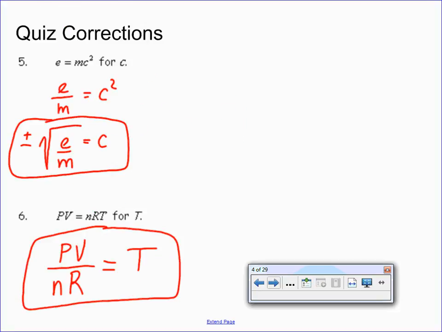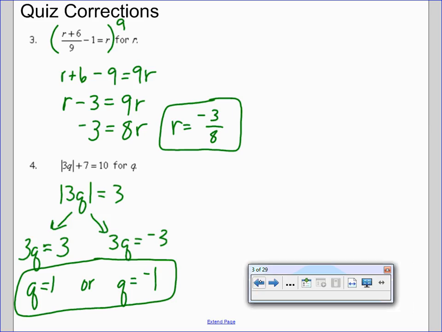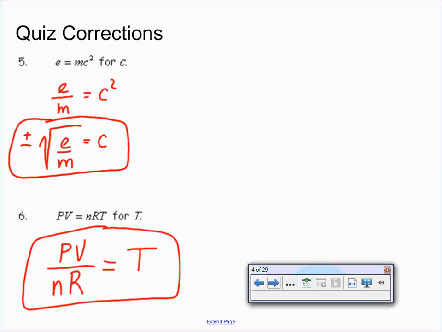In number 5, solving for C gives me the positive and negative square root of E over M. I must consider both the positive and negative square root when undoing a squaring. And so if you're creating the radical as a means for undoing a squaring, that's when you get the 2 solutions. You must include both the positive and negative square root.